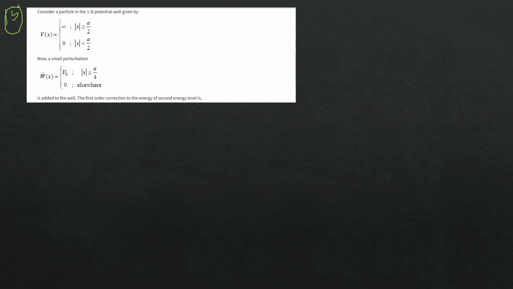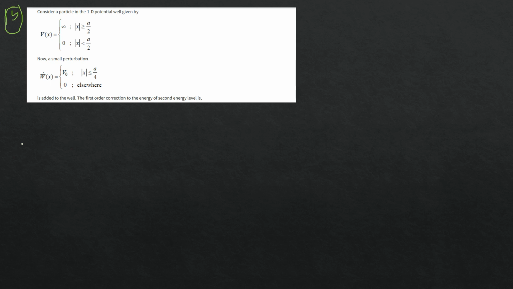Question number 15. Consider a particle in the 1D potential well, this one. Small perturbations are added to the well. First, find the correction to the energy of the second energy level. So try it first. For the second energy level, you first need the wave function.